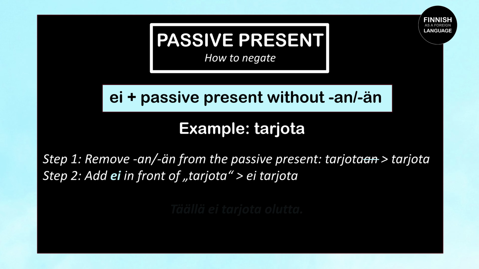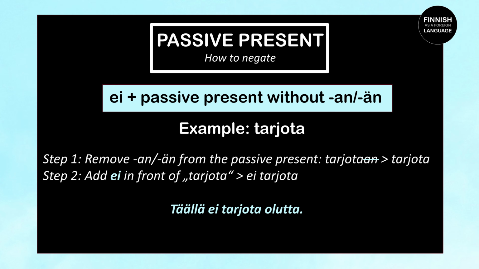Let's see how it works in a sentence. Täällä ei tarjota olutta means either beer doesn't get served here or here beer doesn't get served. So täällä means here. Ei tarjota is our negative passive present and olutta means beer, standing here in the partitive case. Let's repeat. Täällä ei tarjota olutta.